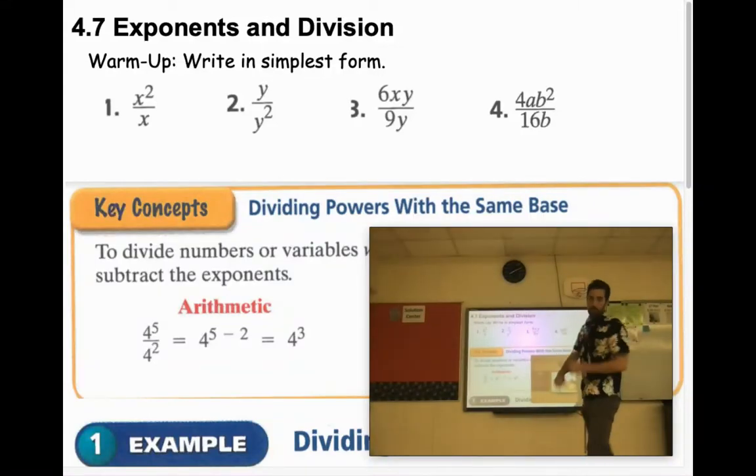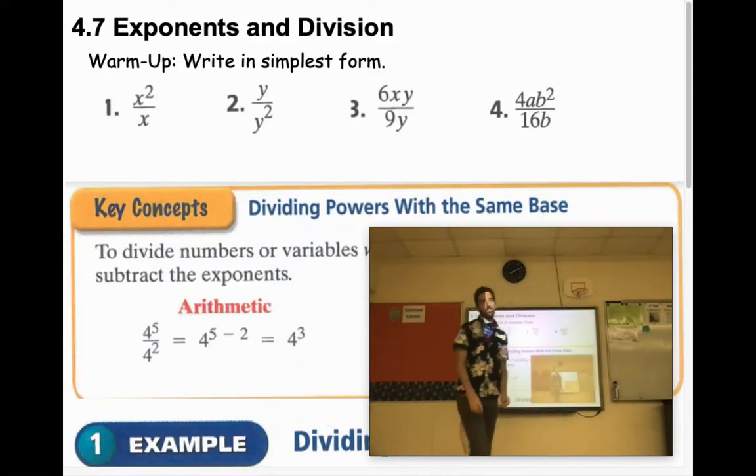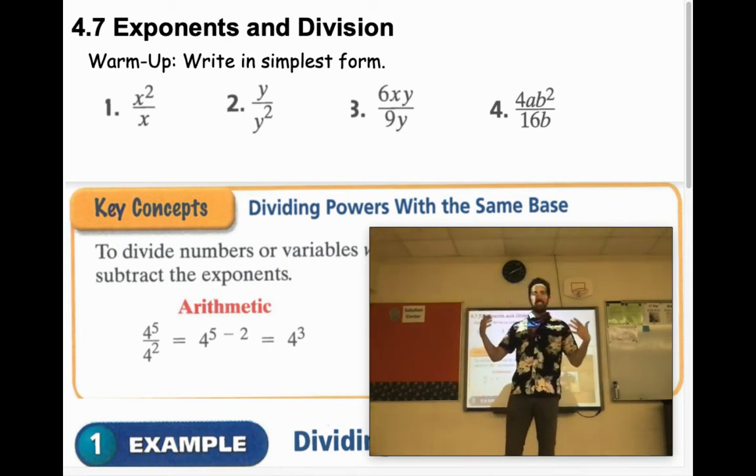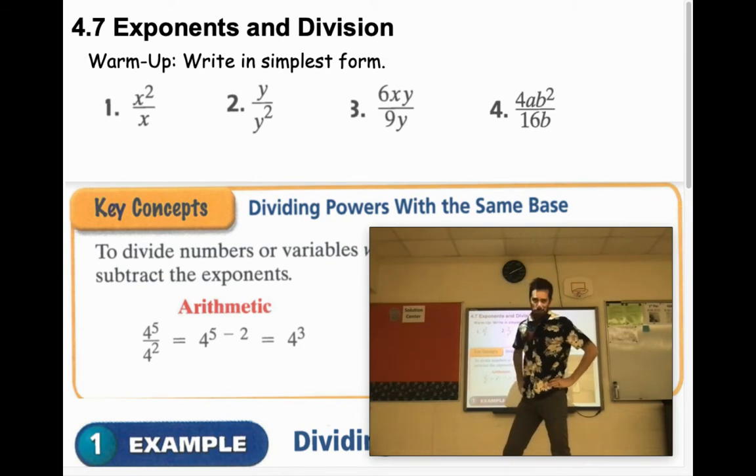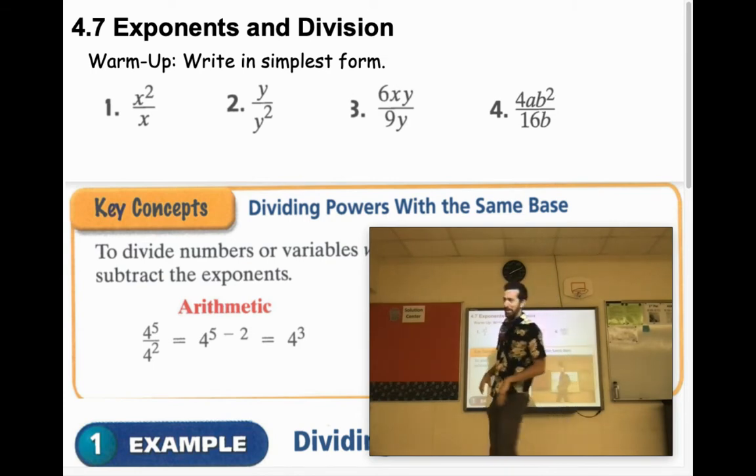Here we go. Exponents, division, you know how we do it. Yesterday we did multiplication. When we multiplied the same base, we added the exponents. So what would you imagine if we're going to divide? Hopefully you said subtract at home.